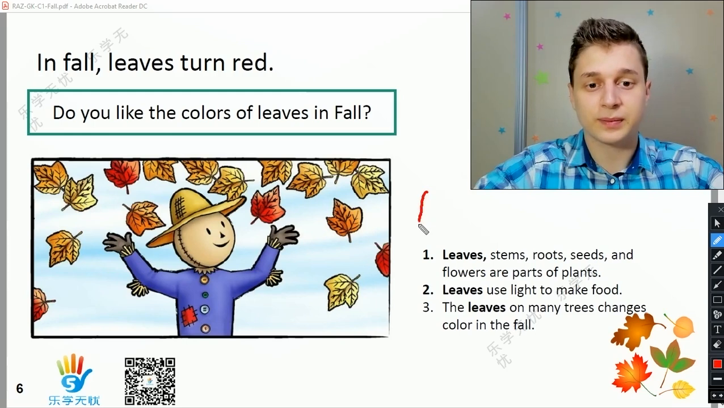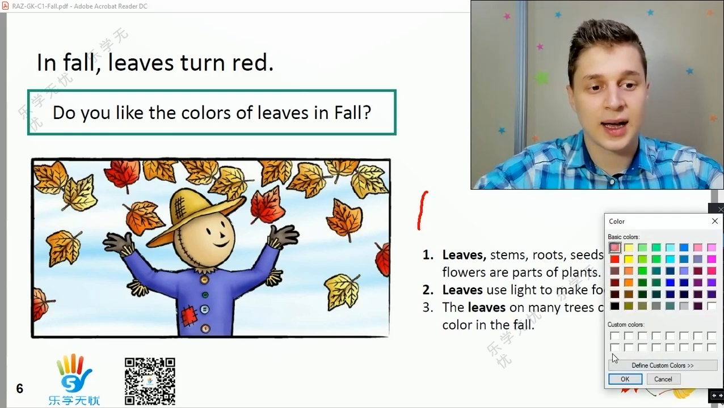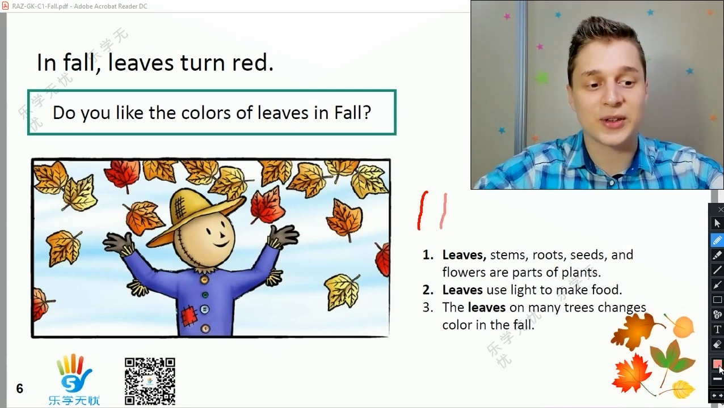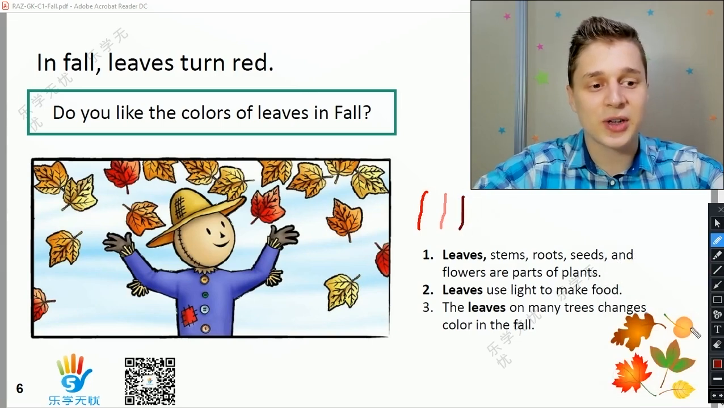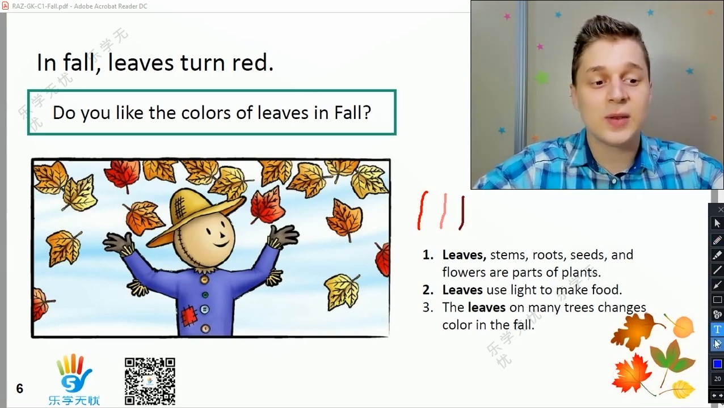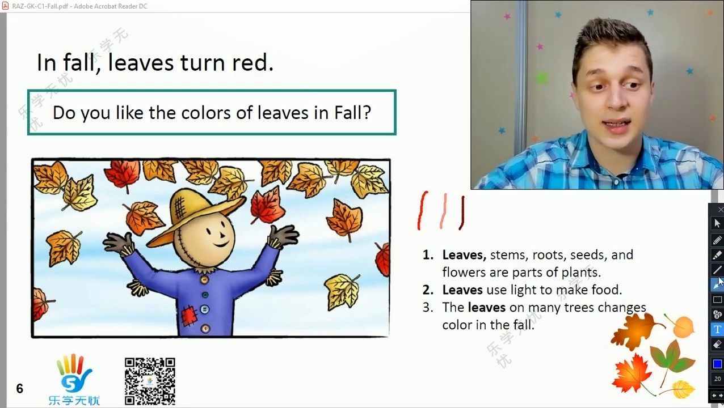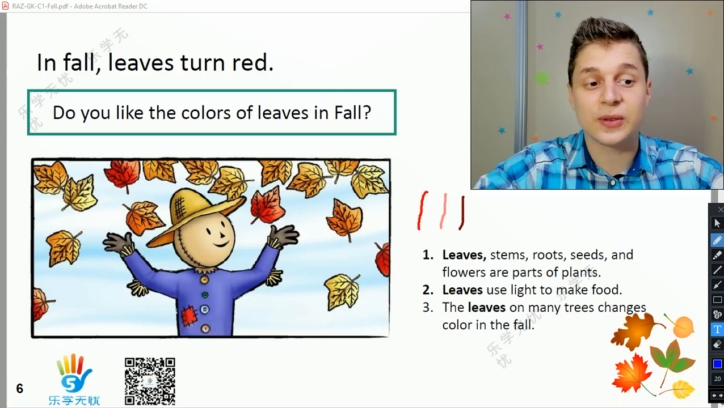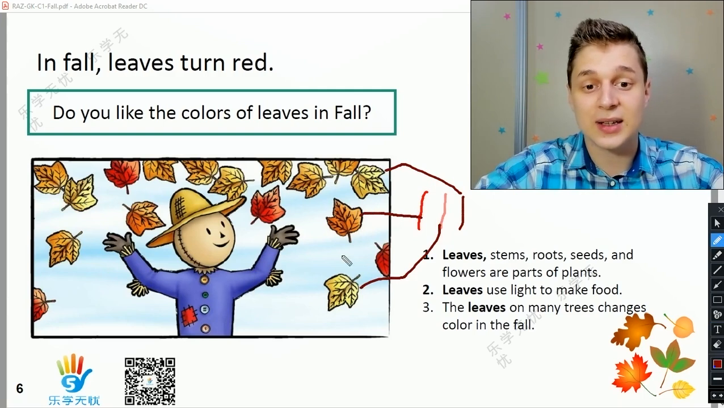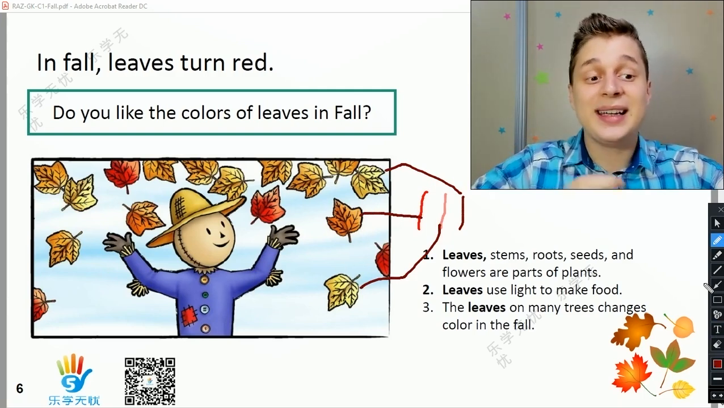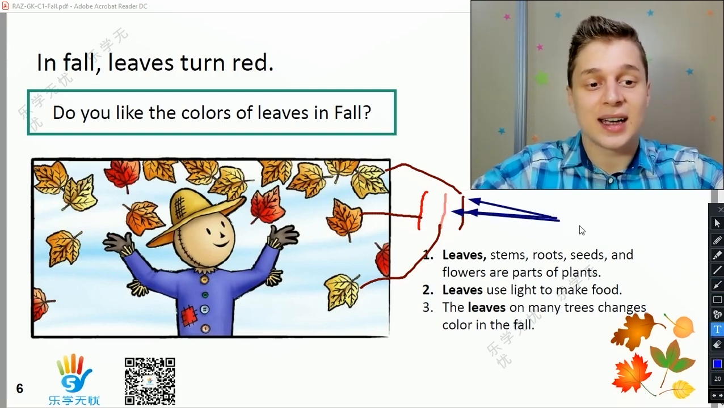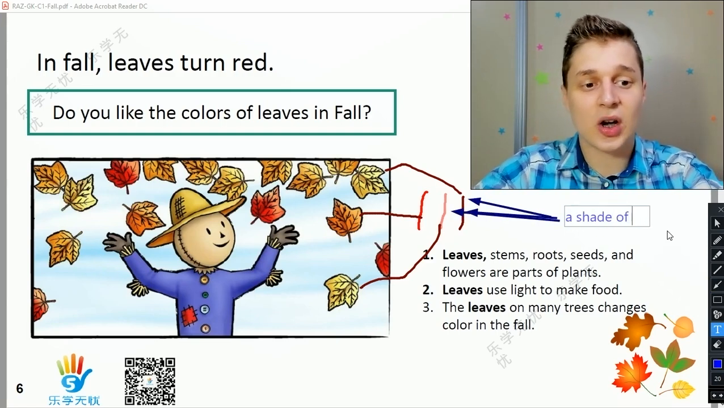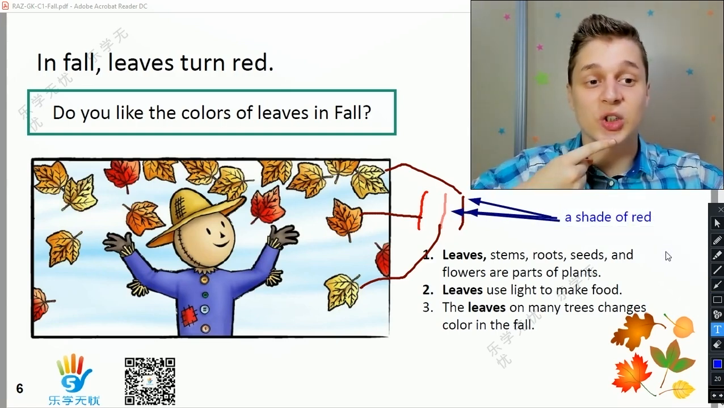For example, this is one shade of red, and this is another shade of red. Both of them are red, but they're different. Here's another shade that is brownish red. So this is what we mean when we say that there are a lot of different shades of leaves. Some leaves are this color, some are this color, some are orange. So we have many shades. Let's call these shades. A shade of red. Let's read the expression. A shade of red.